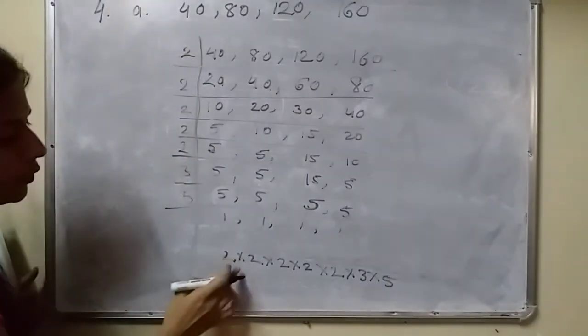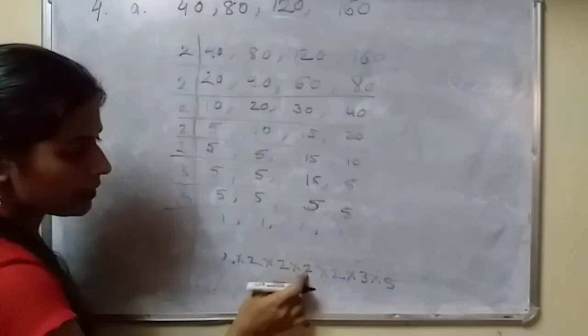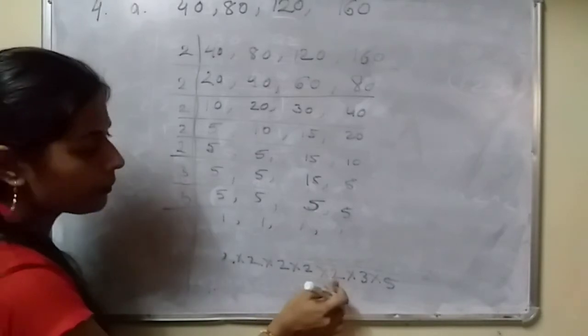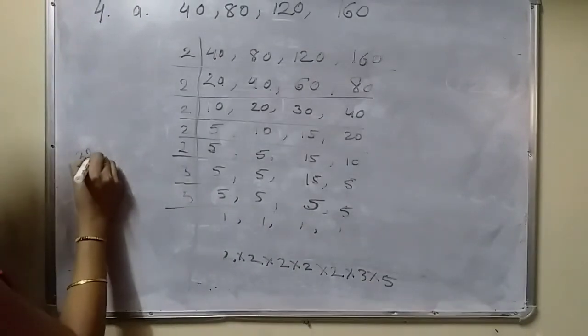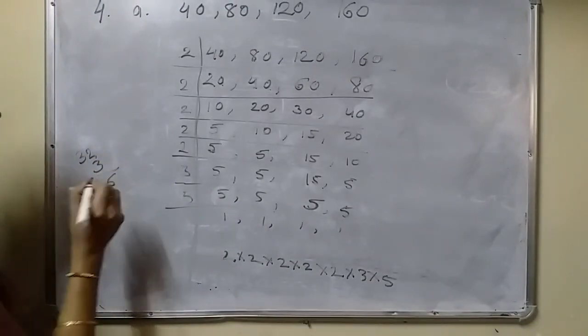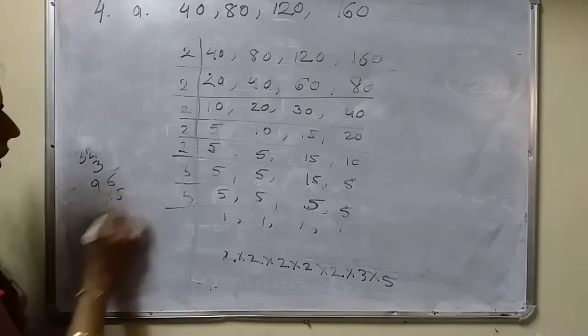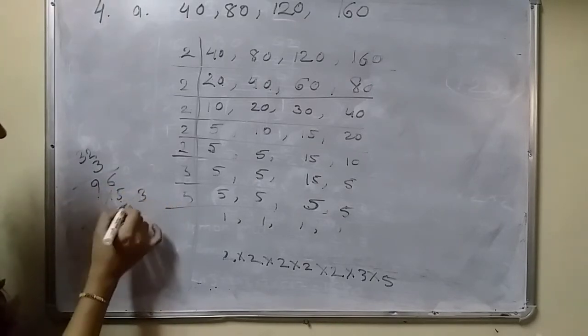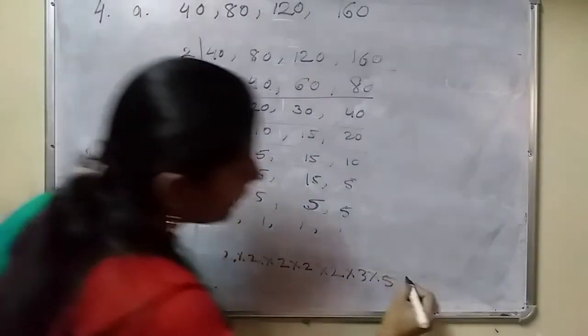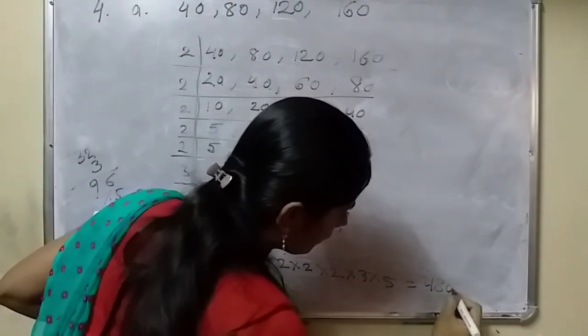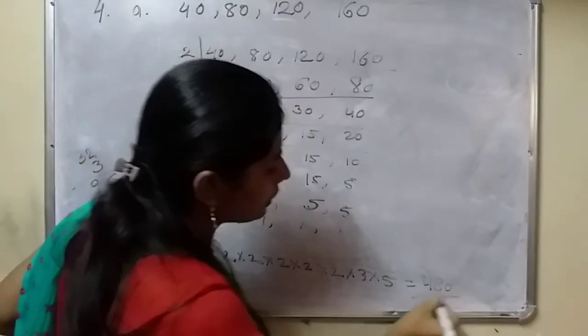Now see, now multiply it. 2 twos are 4, 4 twos are 8, 8 twos are 16, 16 twos are 32, 32 multiplied by 3 is 96, 96 multiplied by 5 is 480. Okay, this is your answer.